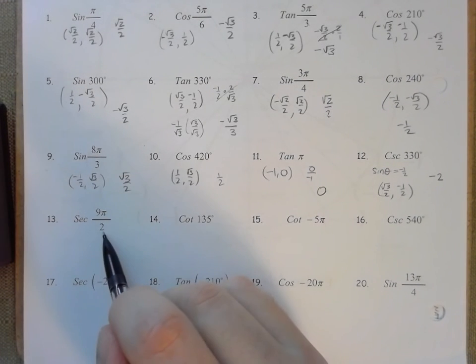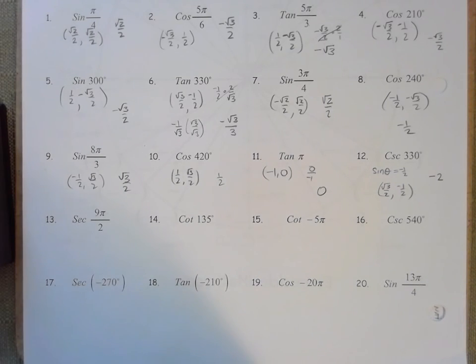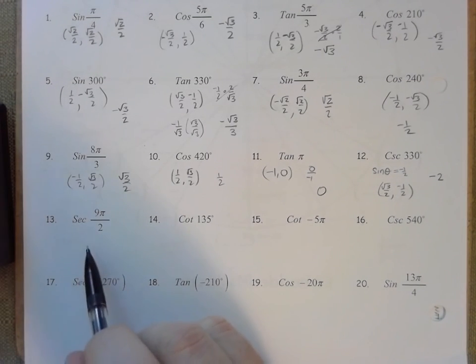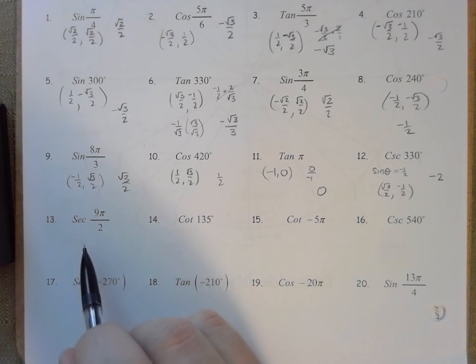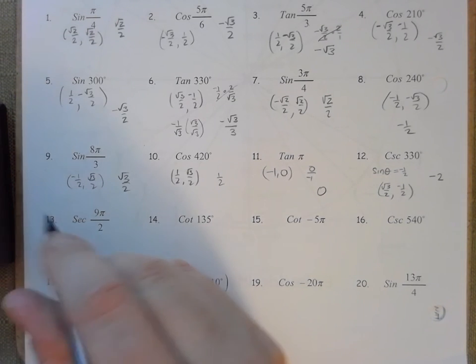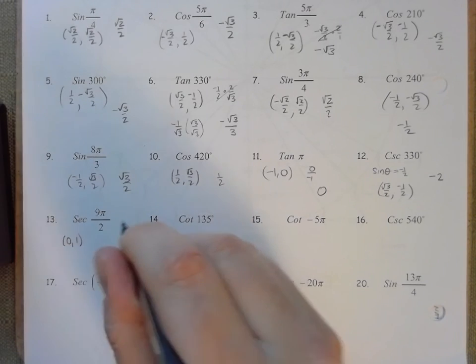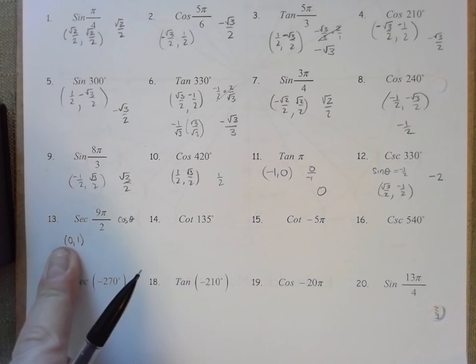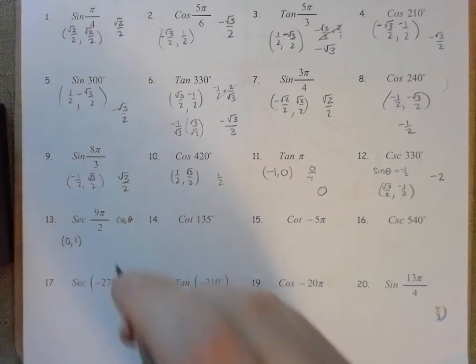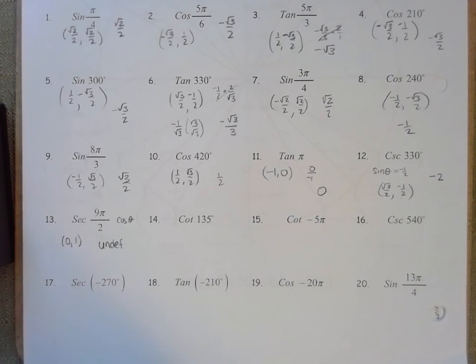Pi divided by 2 is 90 degrees. What's 9 times 90? That's 810 degrees. So going around the circle 2 full times gets me to 720. One more quarter, or one more quadrant, would be 810. That corresponds to the point 0, 1. The secant is the reciprocal of the cosine of theta. The cosine is the x-coordinate. What is the reciprocal of 0? The answer is undefined. 0 has no reciprocal.